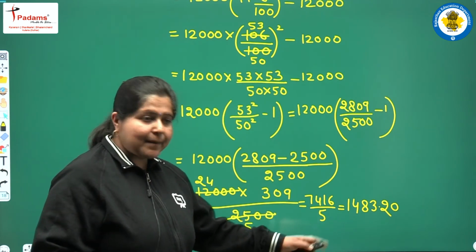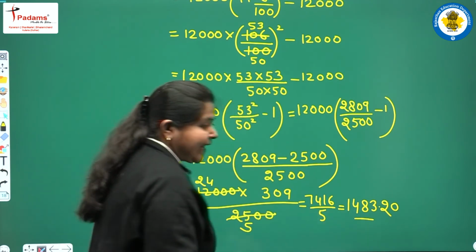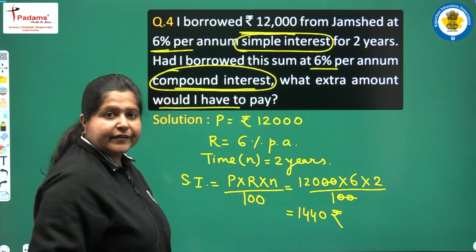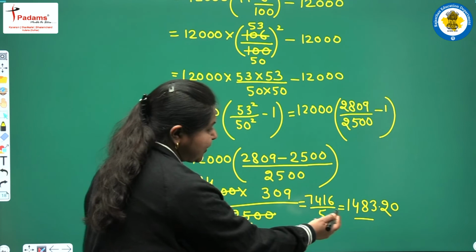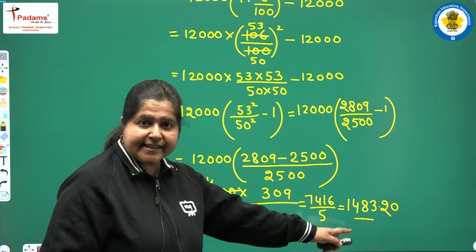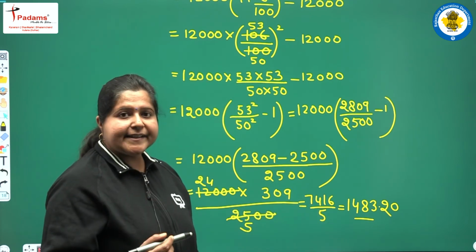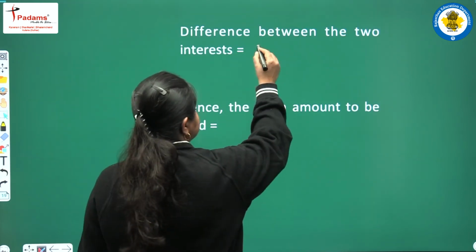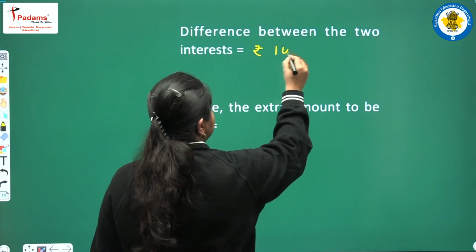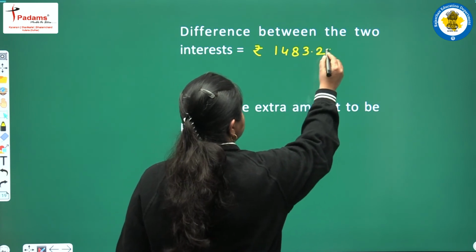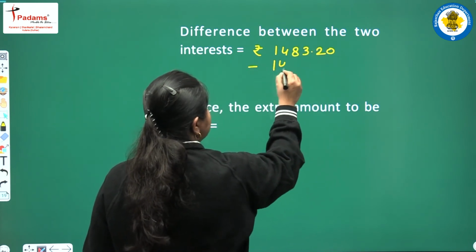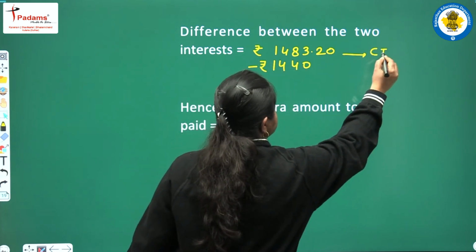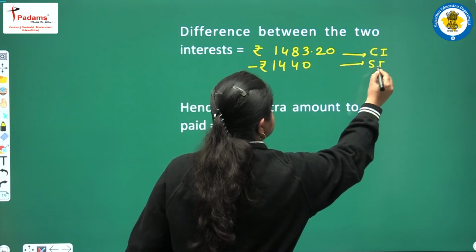So this is the compound interest for 2 years and let us compare it with the simple interest. It is 1440 and this is 1483.20. So obviously this is greater than the simple interest and let us now compare these two by finding the difference. It's rupees 1483.20 minus 1440. This is your compound interest and this is your simple interest.